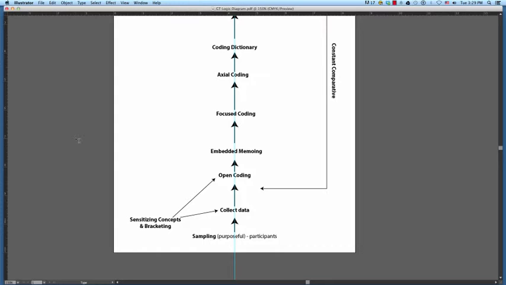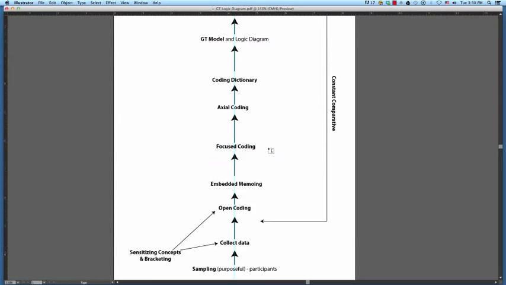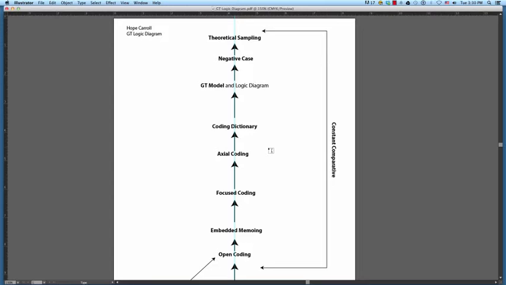So the next thing that we did was we worked on our coding dictionary, and George and I worked together on this. But basically, we worked on our coding dictionary with our strategies. We looked at our strategies and our outcomes. So after our coding dictionary, which we ultimately kept coming back to, we developed our GT model, and then of course this logic diagram from that.